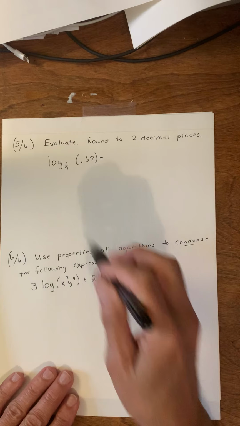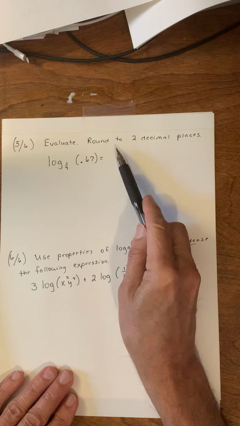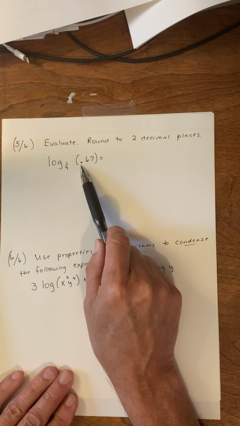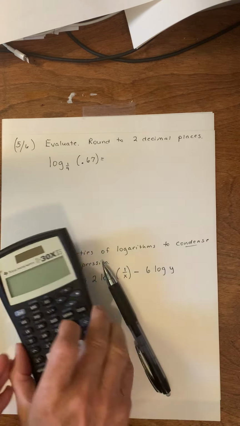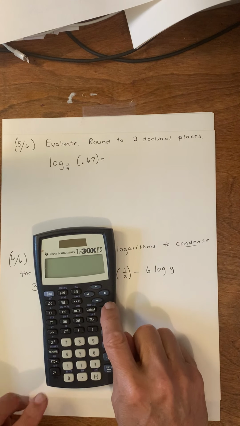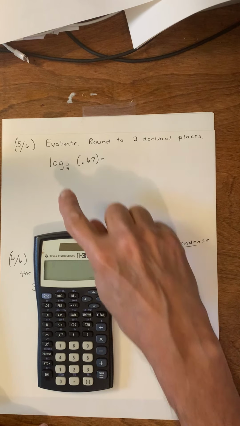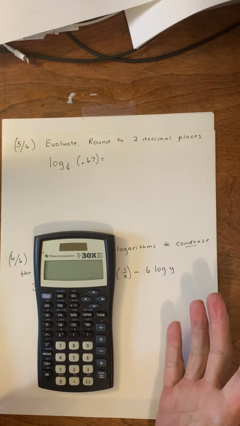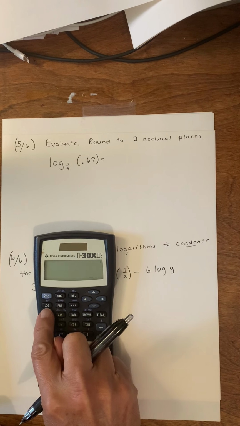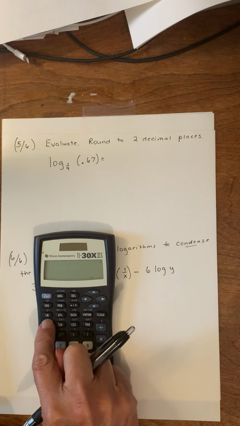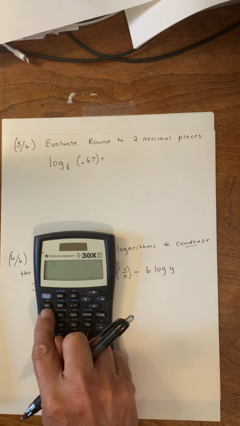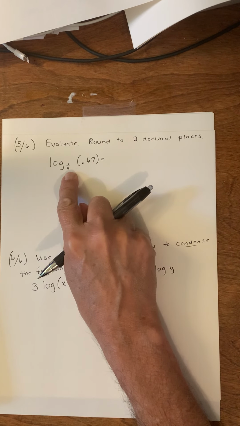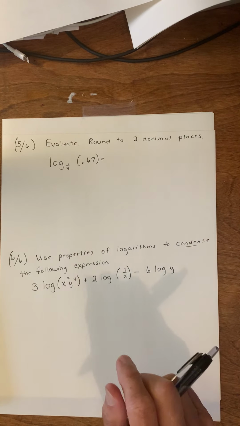Moving right along. Evaluate. Round to 2 decimal places. Log base 1/9 of 0.67. Here's where I'm going to need my calculator. First of all, I find my log base 1/9 function key. I don't have one. All I have is a log base 10 and a log base e function key. That's all I got. So when they ask me for log base 1/9 of this value, I got nothing to do.